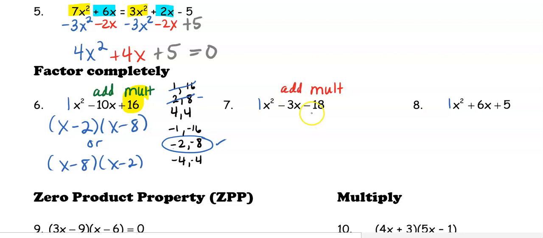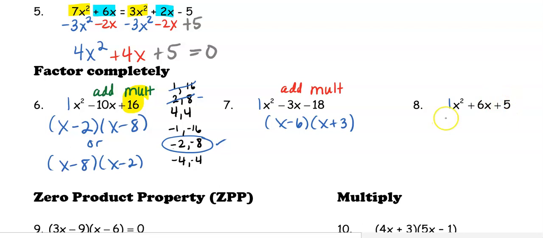So if I want to multiply to a -18 and add to a -3, these numbers are going to be a -6 and a positive 3, because -6 times 3 is -18, and -6 plus 3 is -3.